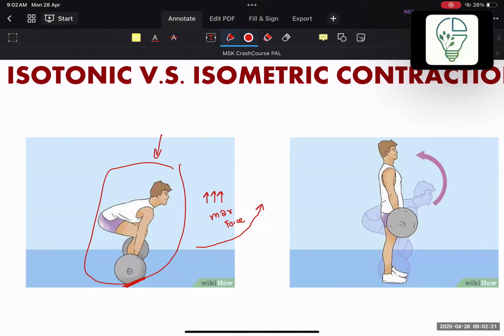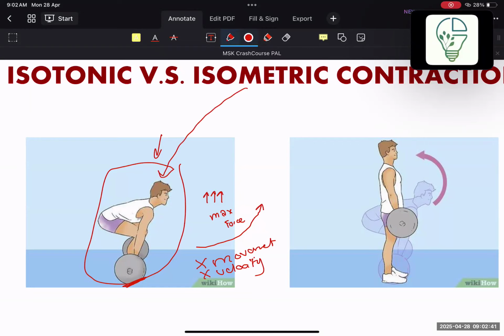But it's really important to note that in this state, you are not moving the force just yet, okay? And because you're not moving the force, that means you yourself are not undergoing any movement. So there's no movement and there's no velocity, okay? This is referring to your isometric contraction, okay?